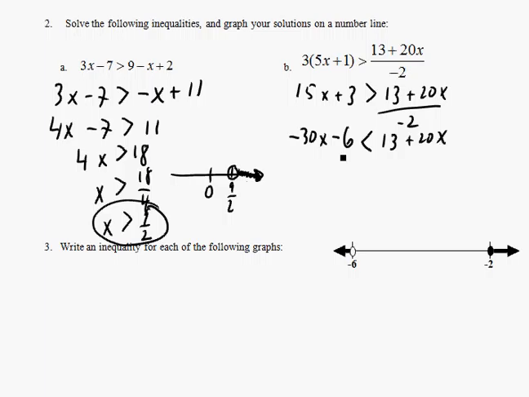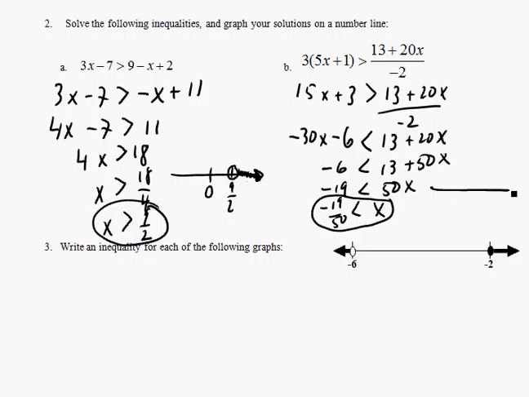Next, I will try to get the x's on the same side of the inequality by adding 30x to both sides. That would give us negative 6 is less than 13 plus 50x. Next, I'll subtract 13 from both sides of the inequality. That would give us negative 19 is less than 50x. And then last but not least, I would divide both sides by 50, which would give us negative 19/50 is less than x.